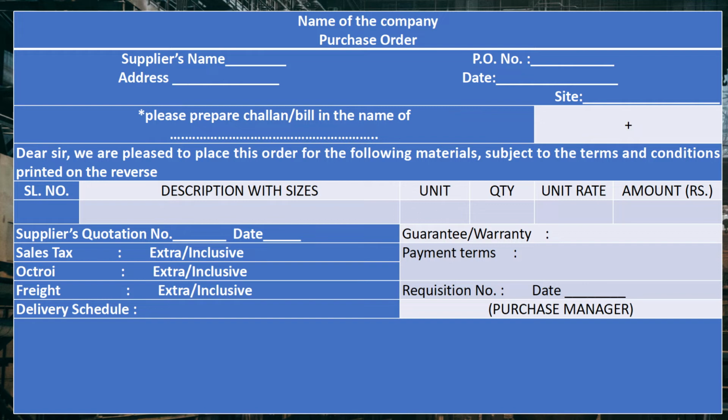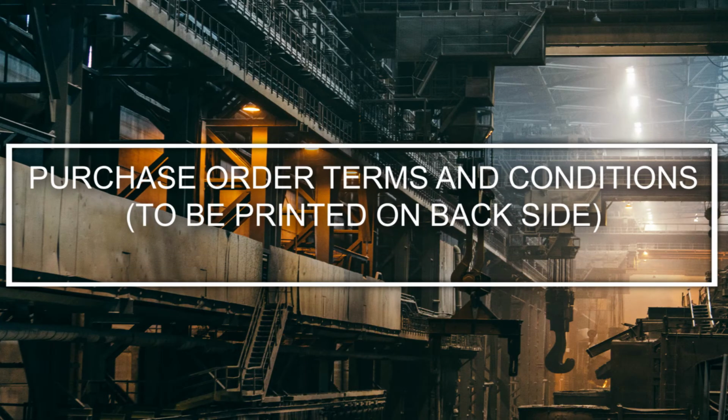Name of the supplier, purchase order number. Dear sir, we are pleased to place an order for the following materials subject to terms and conditions. Sales tax, extra or inclusive, octroi, transportation, freight, guarantee, warranty, payment norms, requisition number, then signed by the purchase manager. Another thing which I want to show, it is also a template of the purchase order. These are the conditions which are written on the back side of the purchase order. Purchase order conditions are, I am discussing them.